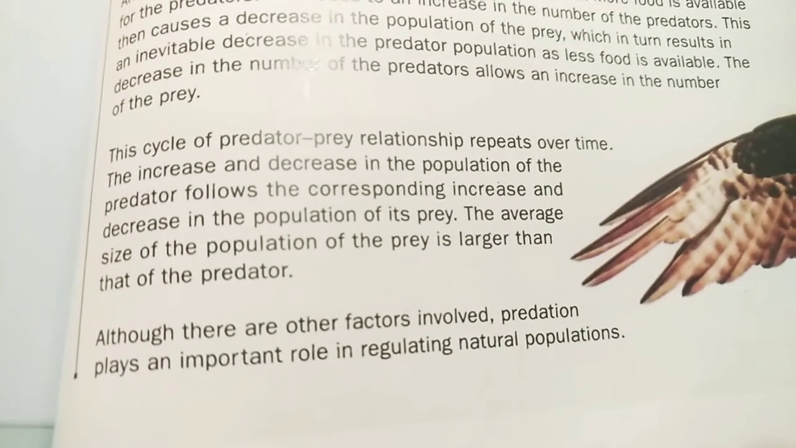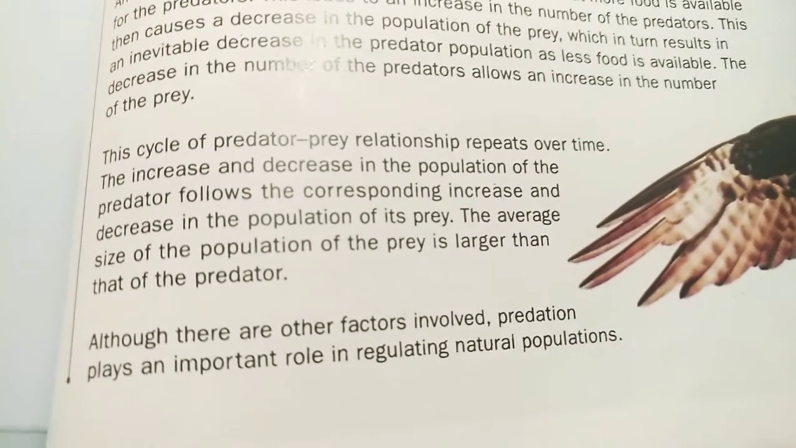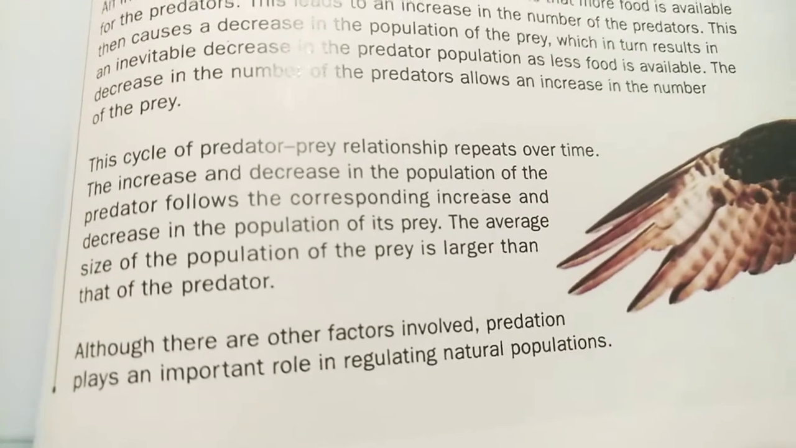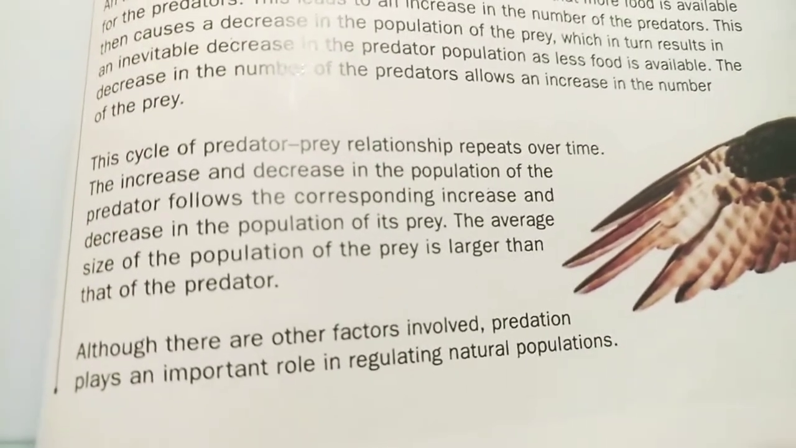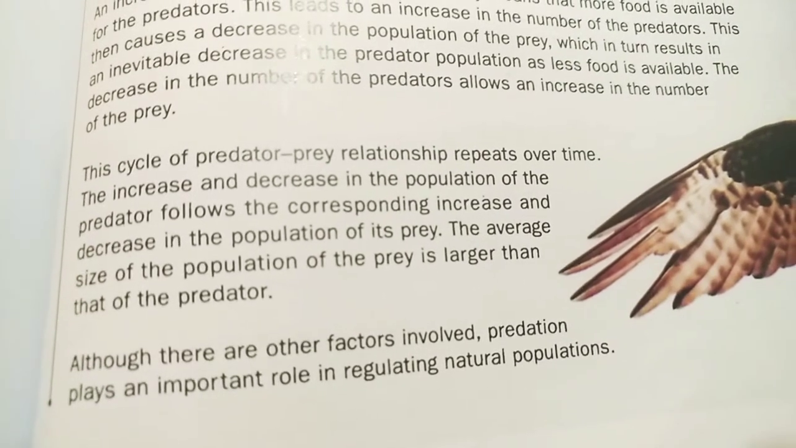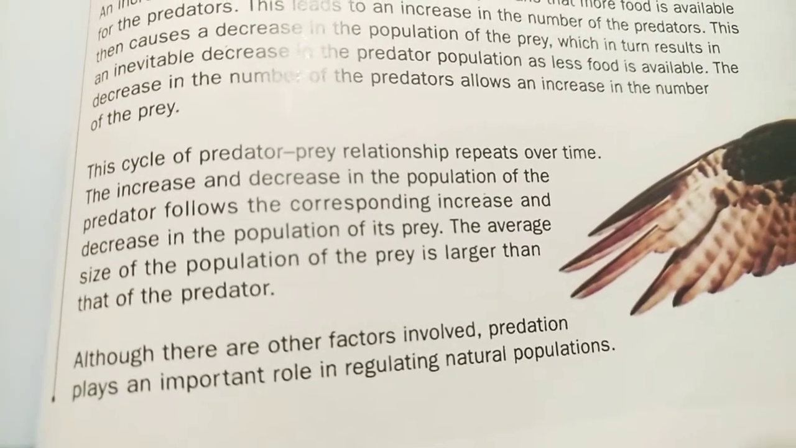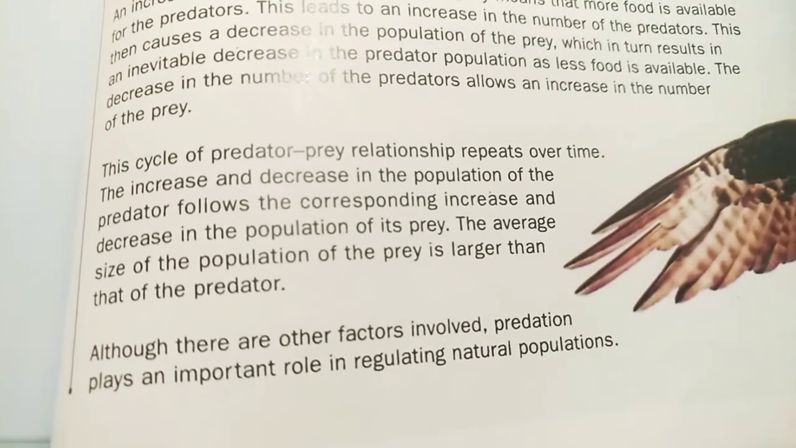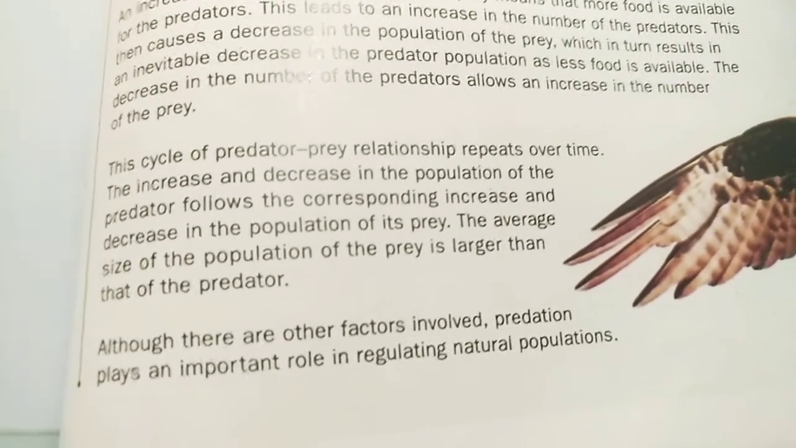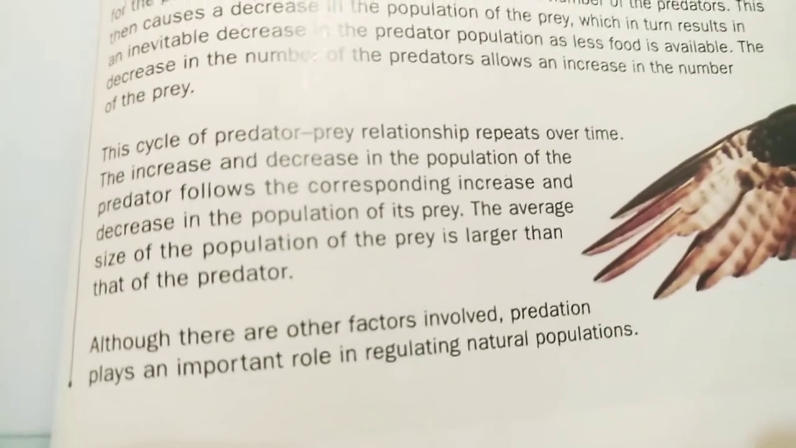Although there are other factors involved, predation plays an important role in regulating natural populations. Basically, due to predation, due to hunting, it's an important factor of an ecosystem, because this is the way by which the energy is flowing from one trophic level to another trophic level.